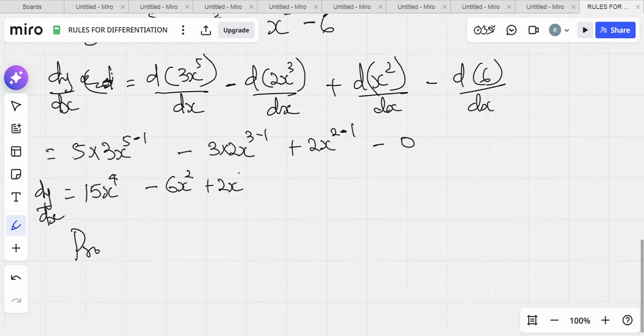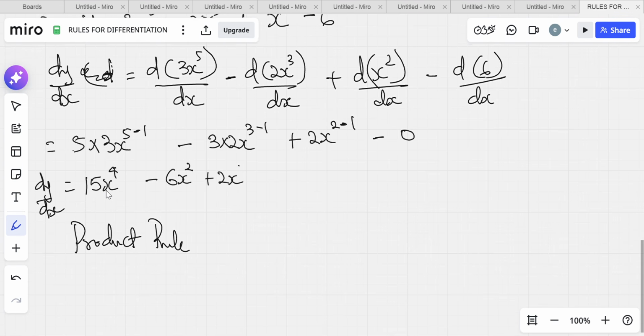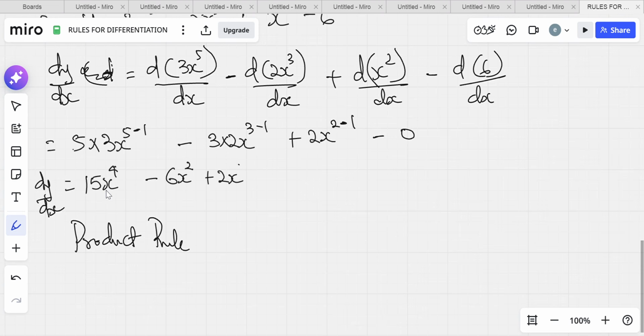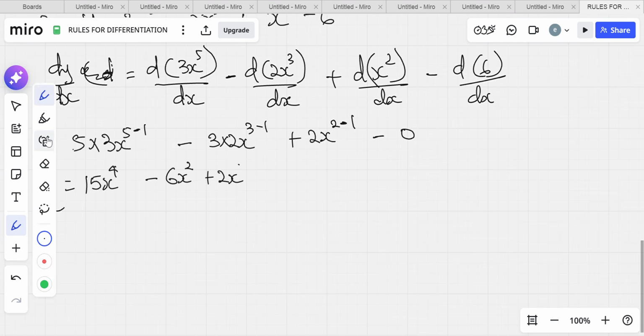Now let's look at the product rule. Product rule stated that, in product rule, or let's look at one more example applying trigonometry with sum and differences. Okay, so look at the next example.